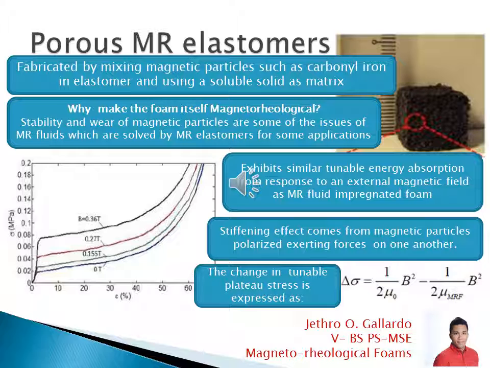And so, another approach in MR cellular solids is through porous elastomers, fabricated by mixing magnetic particles, such as carbonyl iron, in the elastomer, and using a soluble solid as the matrix. These MR foams exhibit similar tunable absorption in response to an external magnetic field as MR fluid impregnated foam. The stiffening effect comes from magnetic particles polarized, exerting forces on one another, although it is still not fully understood.